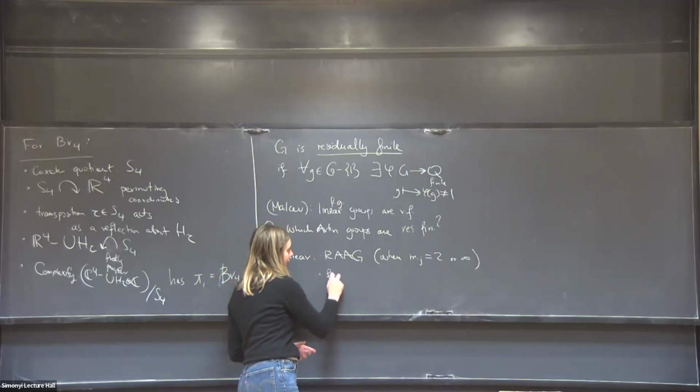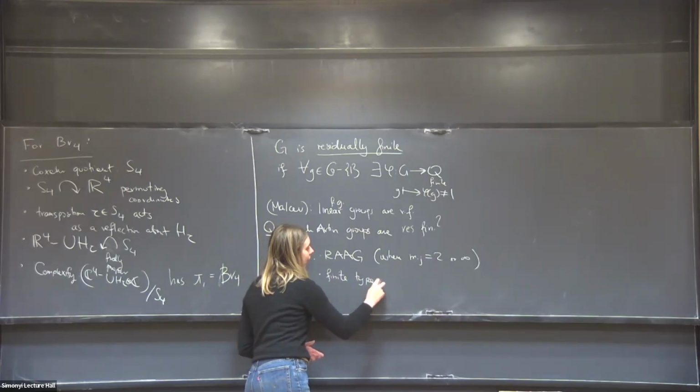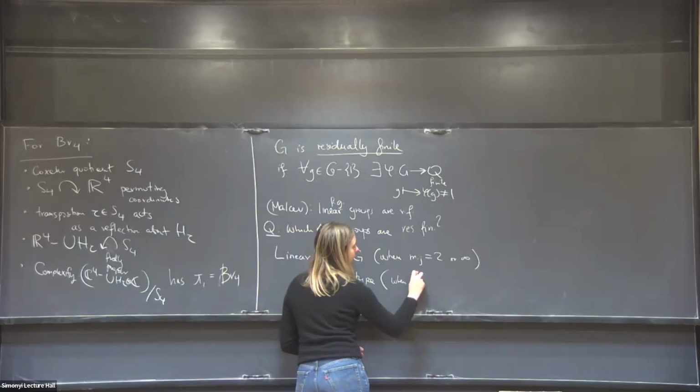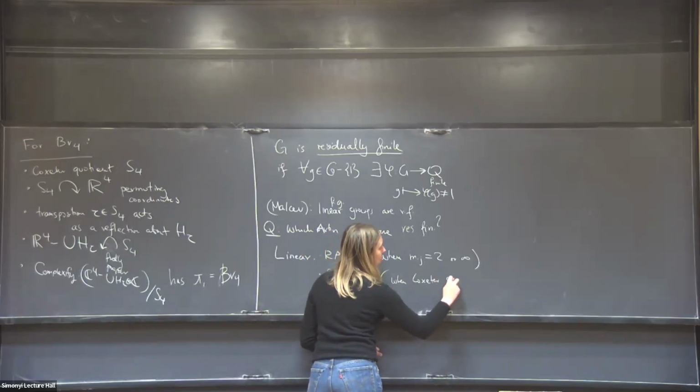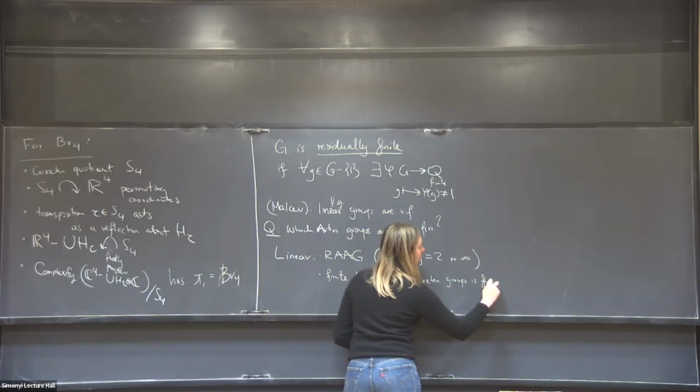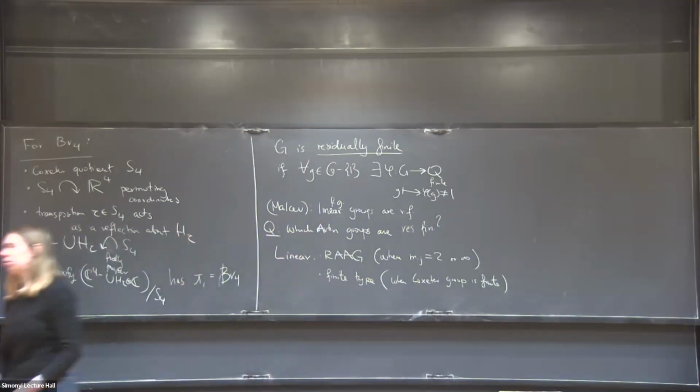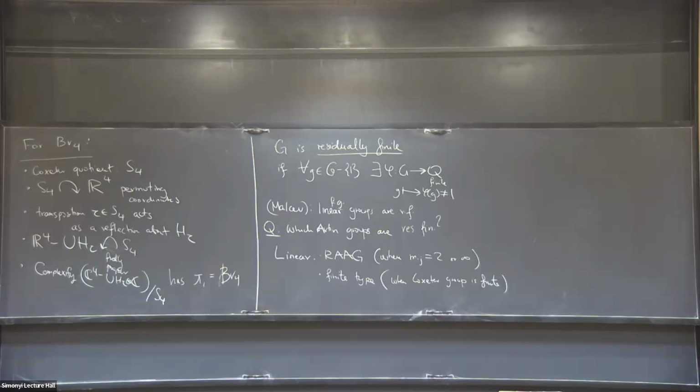And finite type, which is when the Coxeter group is finite. Those are two classes that are known to be linear. The linearity of finite type was first proven for braid groups around 2001 by Bigelow and Krammer, and soon after for all finite type Artin groups by Cohen, Wales, and Digne independently.